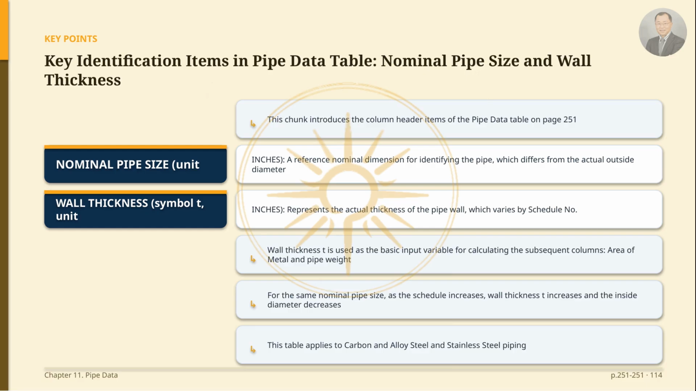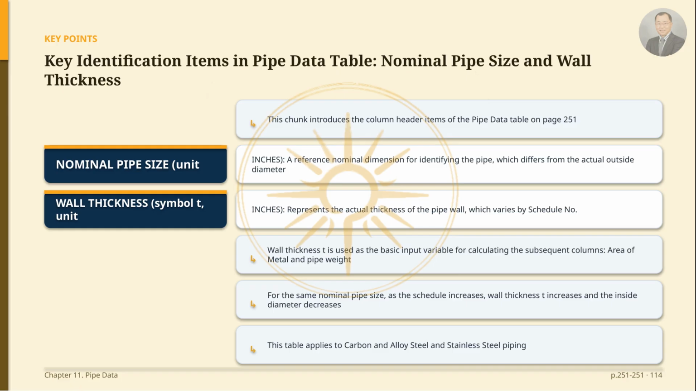In this section, I want to introduce the nominal pipe size and wall thickness, which are the core identification items in the pipe data table on page 251. In the identification area on the far left of the table, the nominal pipe size is indicated in inches. It is important to note that this is a nominal dimension used to identify the pipe and differs from the actual outside diameter. Next to it, the wall thickness is denoted by the symbol T and is also given in inches. This wall thickness T varies according to the schedule number.